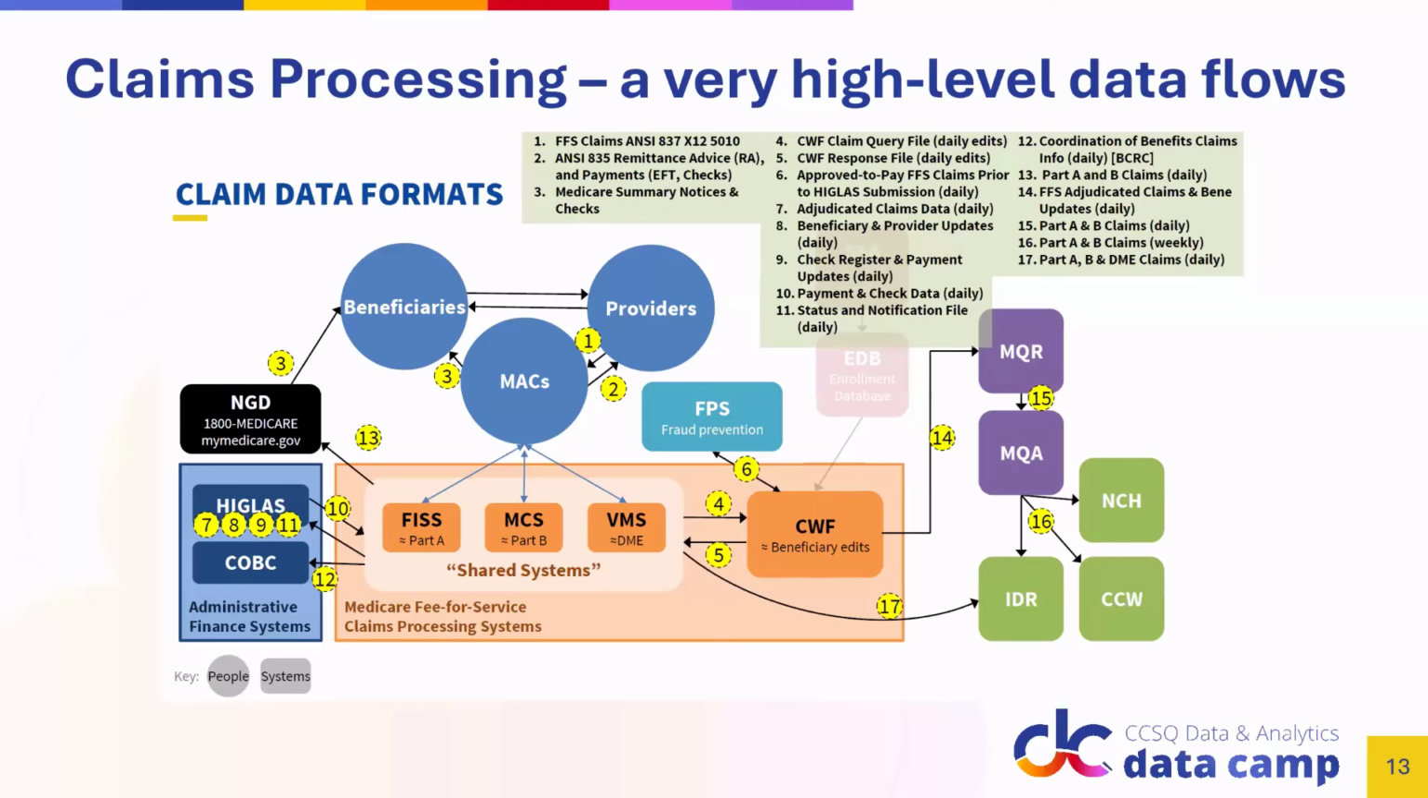On the right, you see CWF, which stands for Common Working File. That is, I would say, the most important part of claims processing, because it provides a consolidated Part A and Part B benefit coordination and prepayment claim validation system. We will cover it in one of the subsequent slides.